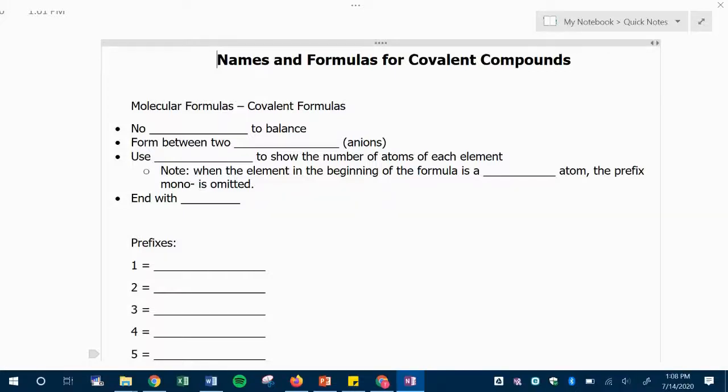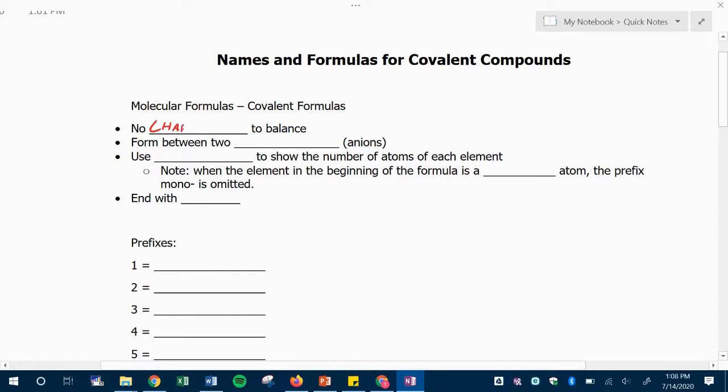Our first topic is to talk about the names and formulas for writing out our covalent compounds. The big thing with covalent compounds, remember, is that these are compounds between two nonmetals. Because there's no transfer of electrons, no ions are actually formed, which means that there are no actual charges that need to be balanced out.